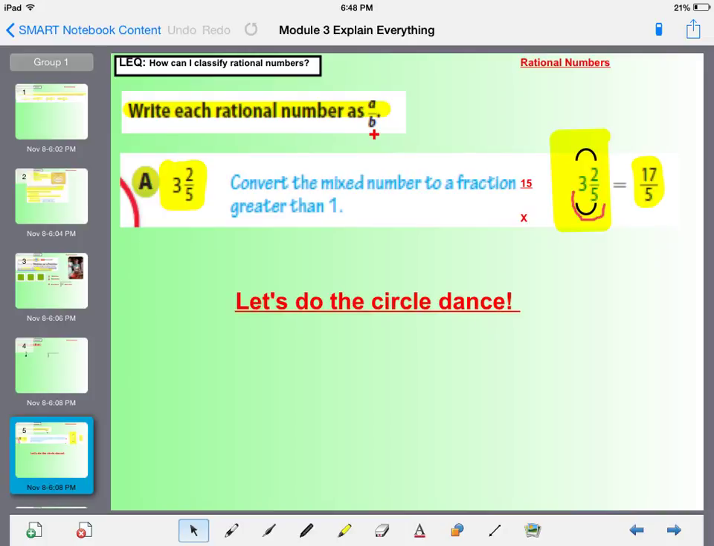So the circle dance tells us that I'm going to go ahead and take my denominator, multiply it by the whole number. So 5 times 3 is 15. And then I'm going to go ahead and take that 15 and add 2. And so my numerator is going to be 17. My denominator stays the same. And so the mixed number converted to a rational number as a fraction would be 17 as my numerator and 5 as my denominator.